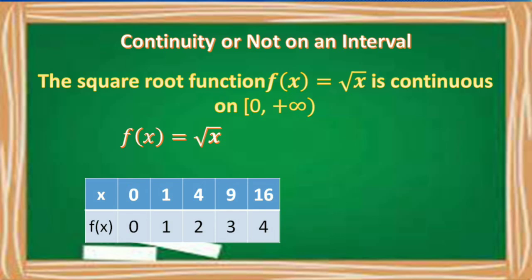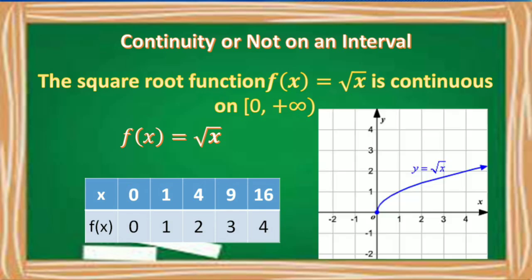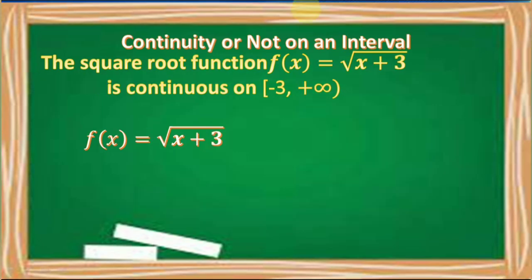If we are going to sketch the graph, we have a curved line starting from 0, moving or extending indefinitely upward to the right. Let's have another example of the square root function. Say f of x is equal to the square root of x plus 3.